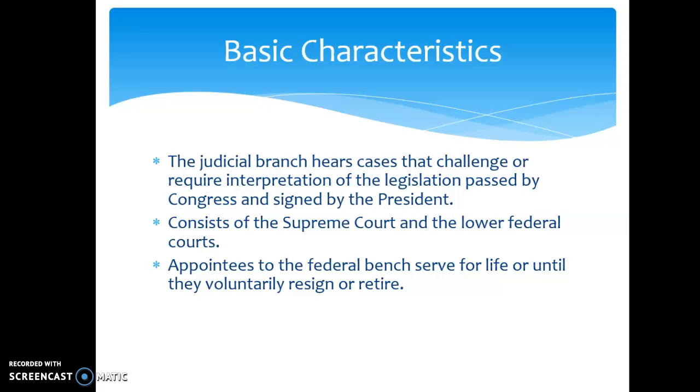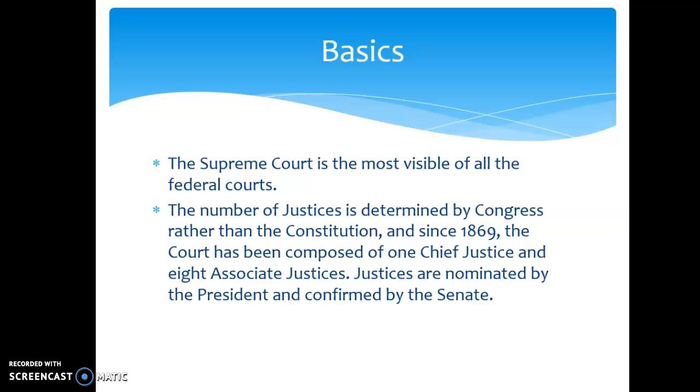The basic characteristics of the court: the judicial branch hears cases that challenge or require interpretation on legislation passed by Congress and signed in by the president. The Supreme Court is the most visible of the courts, and obviously it's the most powerful of the courts because its decisions have finality. It is not an appellate court. It is a court of original jurisdiction, and cases that are decided in the Supreme Court have the final effect of law. They cannot be challenged in higher courts within the U.S. legal system.